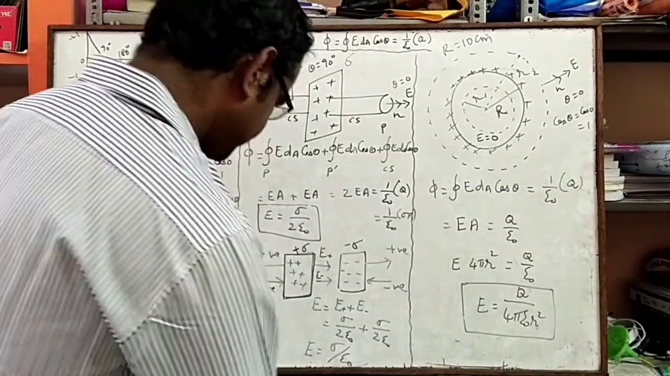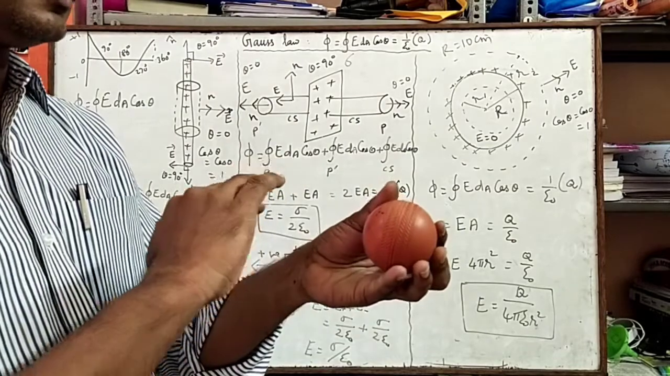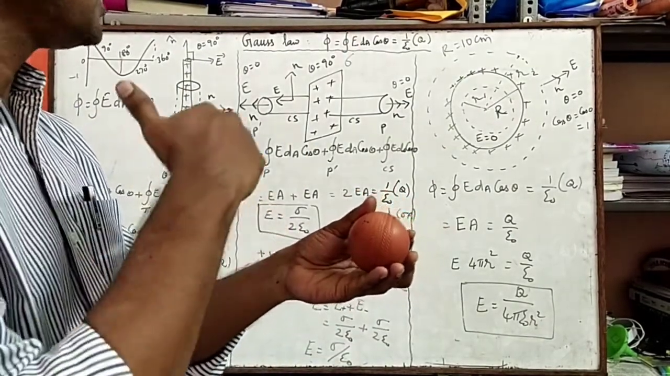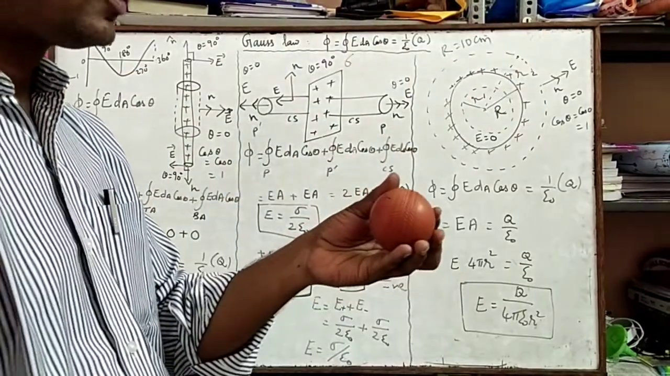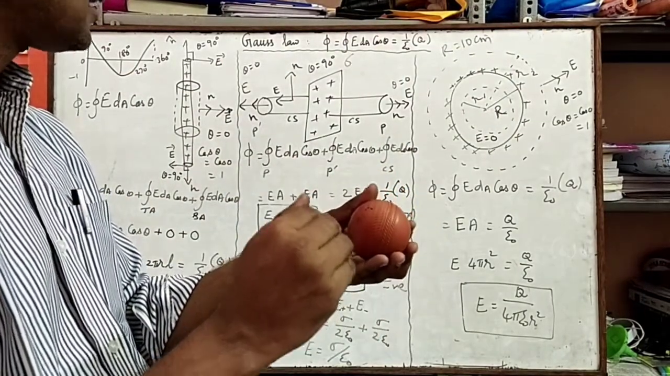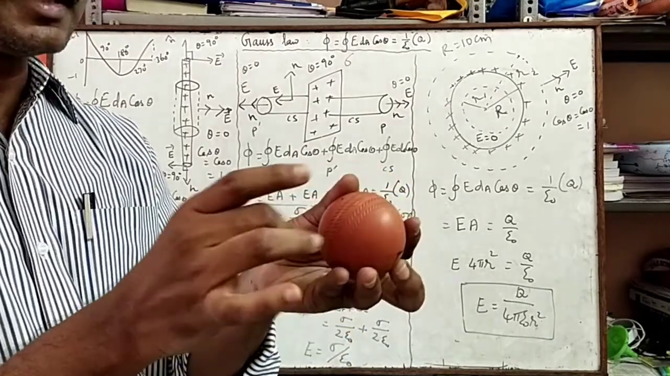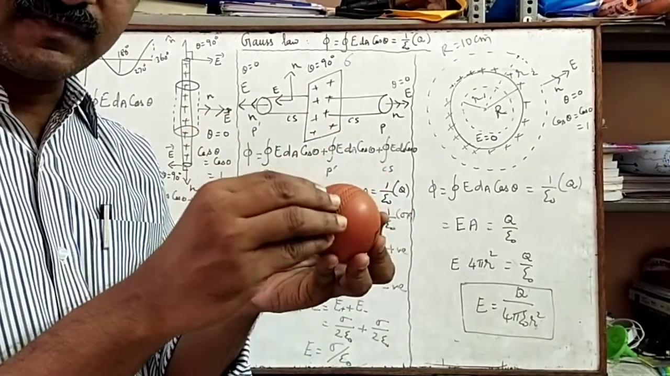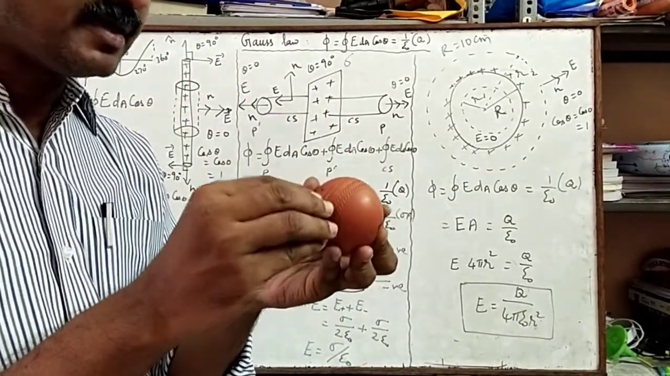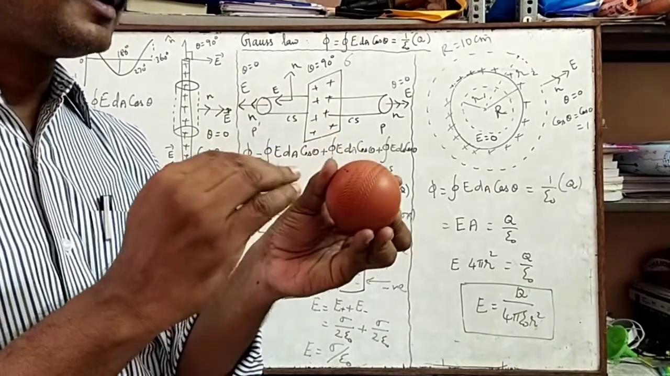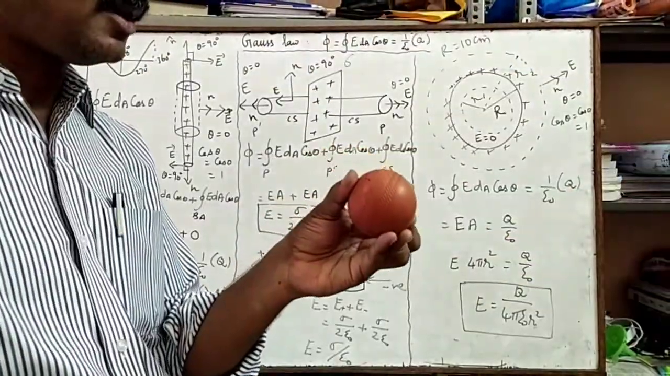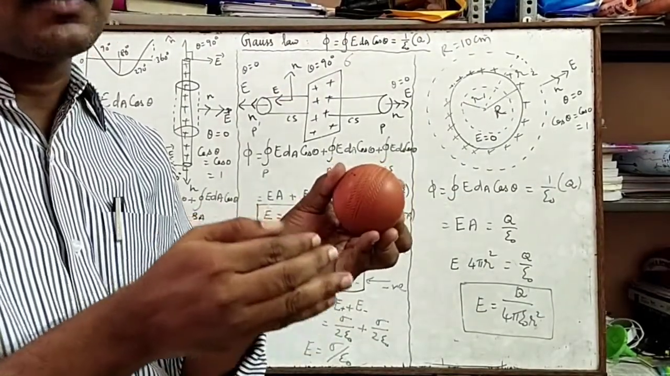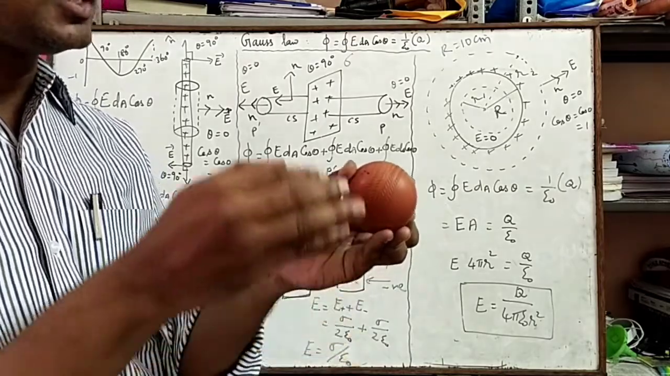Now, let us imagine a Gaussian surface, a sphere of radius 20 centimeter, and one more Gaussian surface of radius 5 centimeter. This is a metallic sphere with a 10 centimeter radius. Let us imagine a Gaussian surface sphere with 5 centimeter radius inside the sphere, and another Gaussian surface sphere of radius 20 centimeter outside the sphere. All the three spheres are concentric. They have a common center.